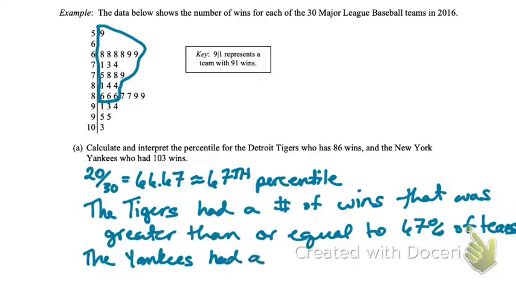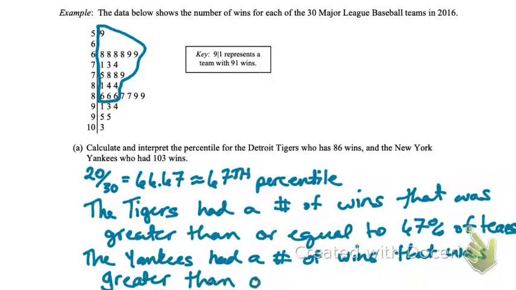had a number of wins that was greater than or equal to, it feels very redundant, 100% of teams. Yep, they did better than or equal to themselves. Okay. We'll go with it.